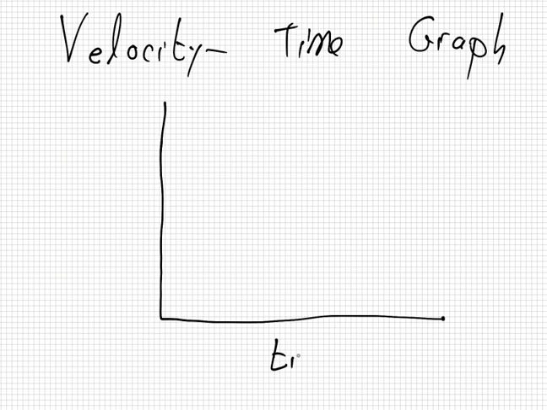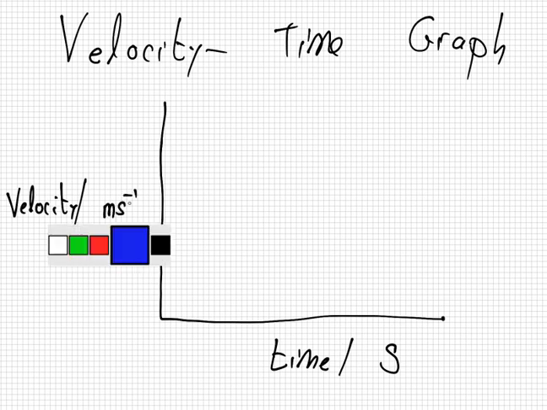You just put time here, and what unit do we use for time? Seconds. And here we put velocity, and what unit do we use for velocity? Meters per second. So let me show you this graph. Let's take an example of the bus. So you get on the bus. What's its velocity at the start when the time is zero? Zero.